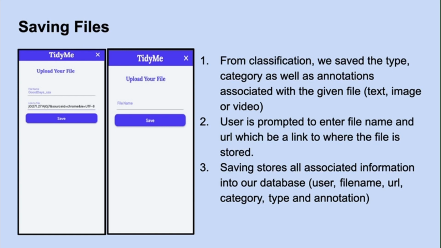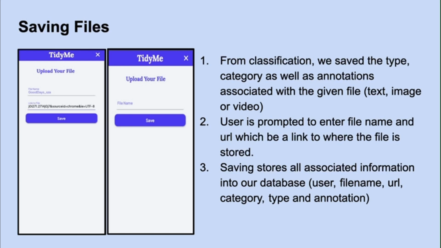Saving files adds this information to our database, and what do we need? Number one, we obviously need a username so that we can distinguish what files belong to what users. We have the file name, we have the link to where the file is stored, and then we need a category as well as annotations. How we get this is from the classification that we already have. The most generic is going to be the main category, and this is also going to be the name of the folder under which the file is going to be stored. So in my case, the name of my category is going to be arts and entertainment, and that is the folder under which I will find this file.